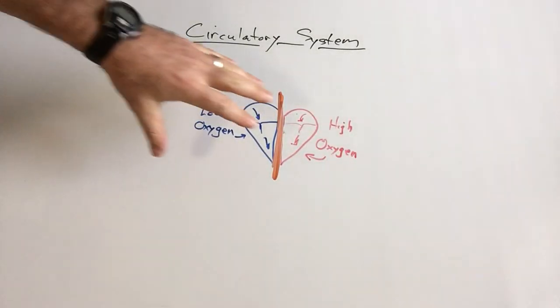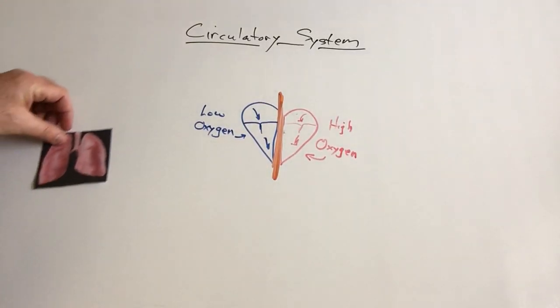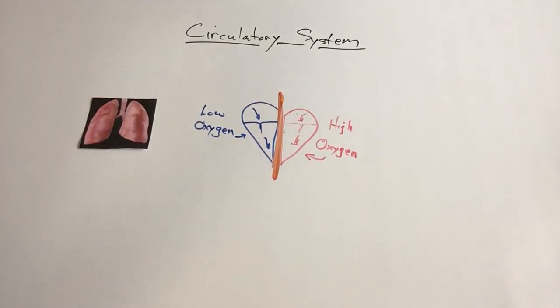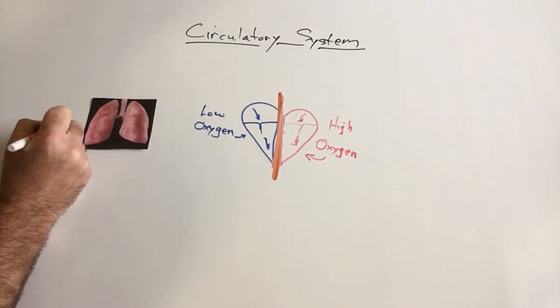So we're going to talk about the low oxygen side, and then we'll get to the high oxygen side. So the low oxygen side, the blood has gone, it's done its job, it's dropped off water, nutrients, and air, and then it comes back to the heart for more power. Well, if I was low in oxygen, where would I need to go to get more oxygen? That's right. I would have to go to the lungs.